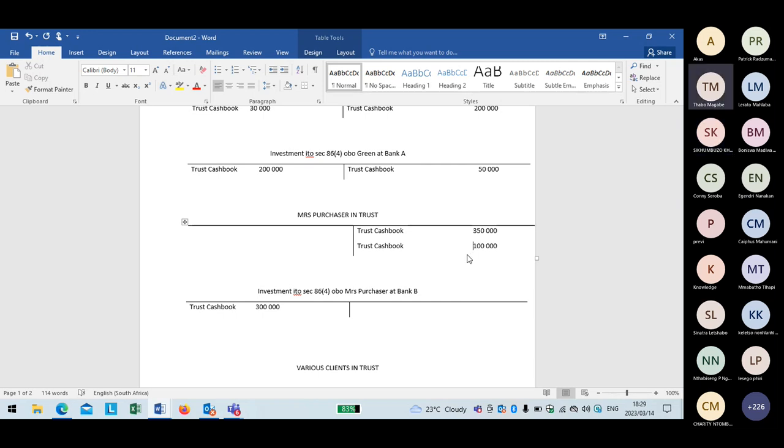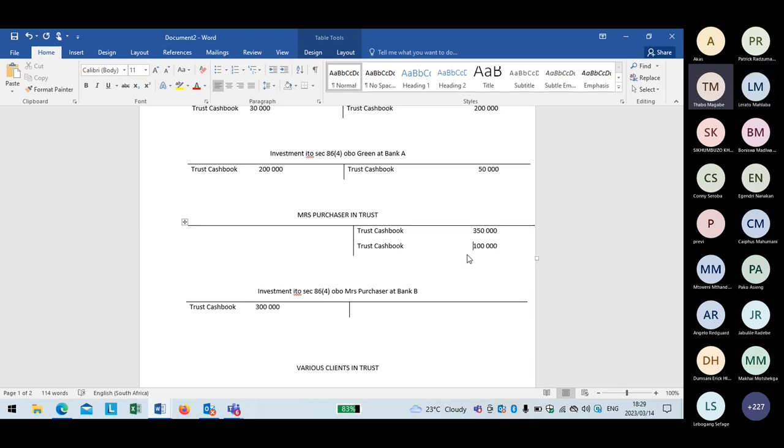Can we please finish six? Right. The second part of six says you pay the transfer duty of 40,000. Do you see that? Yes. This is a disbursement.